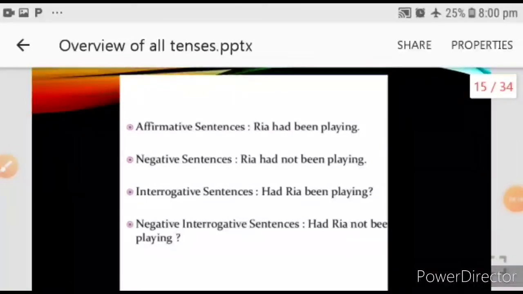It's quite simple when you're changing it into negative or interrogative, that you're going to use not and had in the beginning, and then the location. Just look at it and you're going to understand it. Okay.